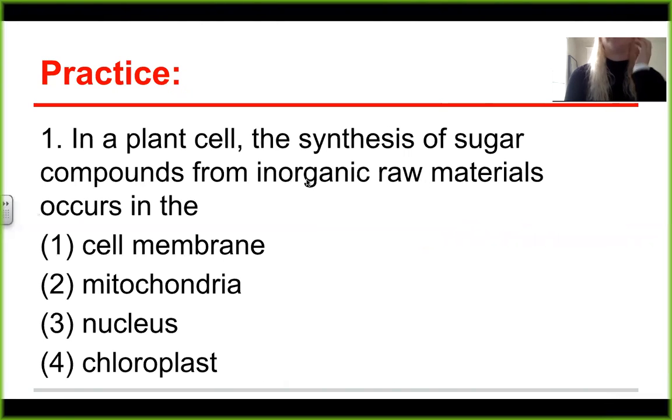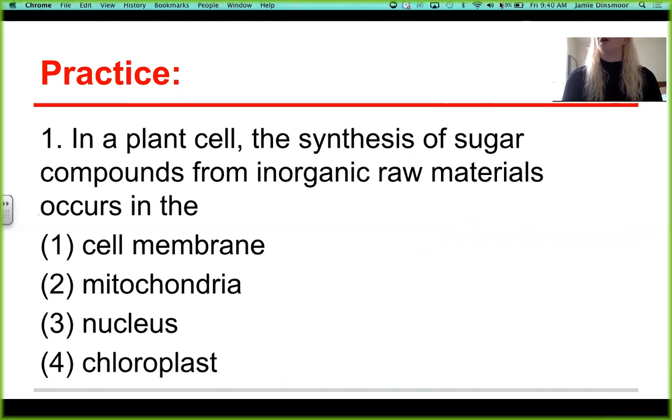We're going to practice with a few questions here, just about these general concepts. You guys are going to be typing in the chat 1, 2, 3, or 4 instead of A, B, C, D. So this first question is, in a plant cell, the synthesis of sugar compounds from inorganic raw materials occurs in the... So what do you guys think? 1, 2, 3, or 4?